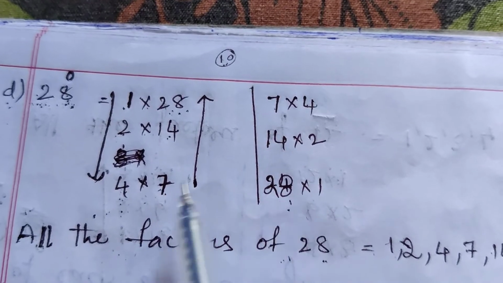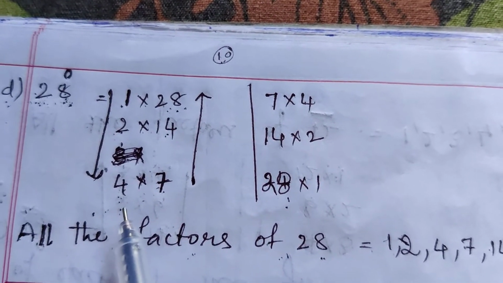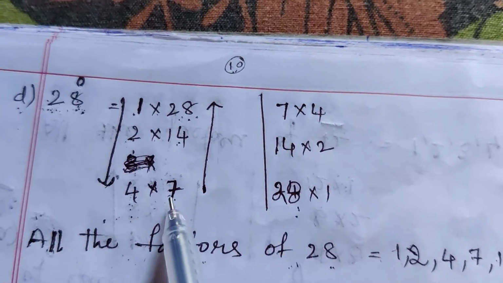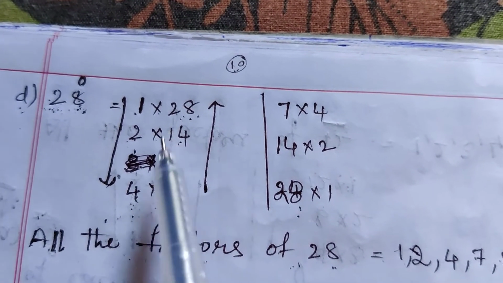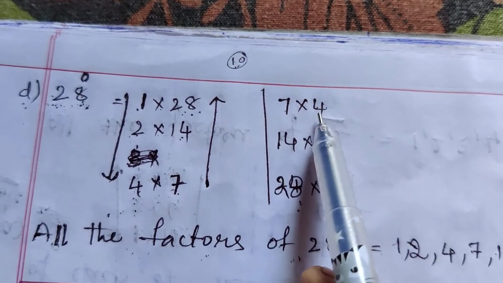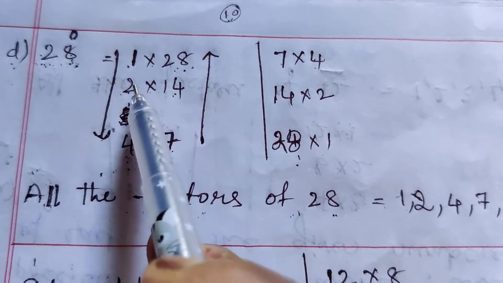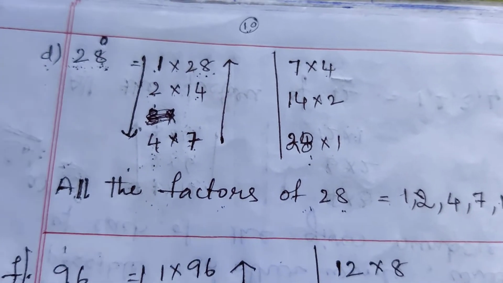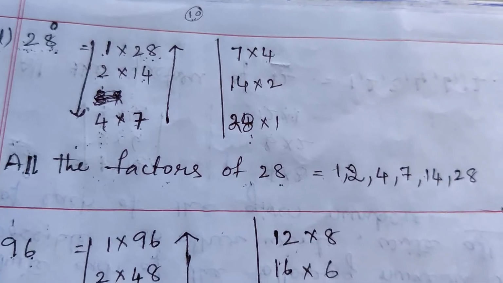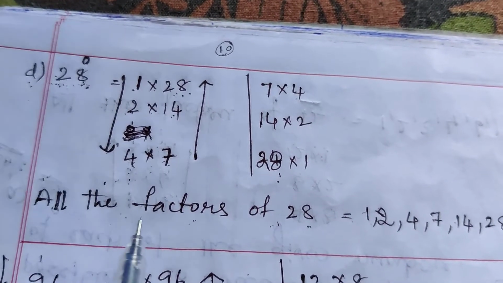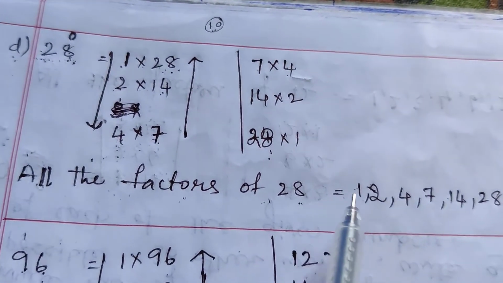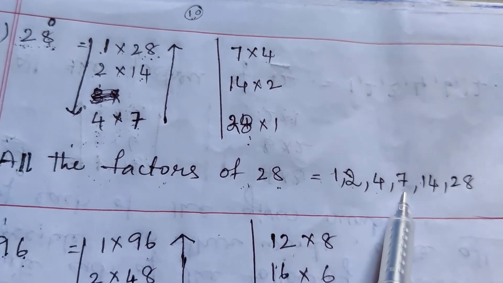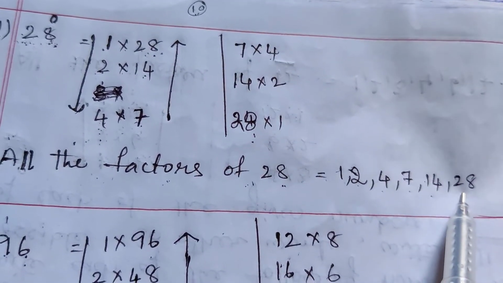Again after this, in the 5 table and 6 table also we don't get it. So after this, 7 means 7 fours are 28. So till here it is the first group. Next is 7 fours are, next is 14 twos are, next is 28 ones are. So take the first group and write it in ascending order. So all the factors of 28 equal 1, 2, 4, 7, 14, 28.